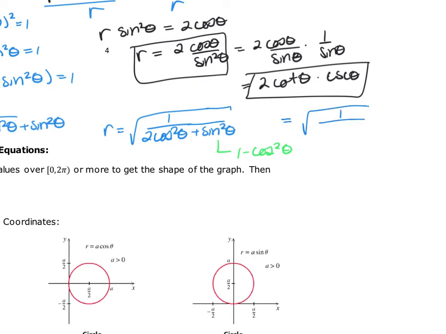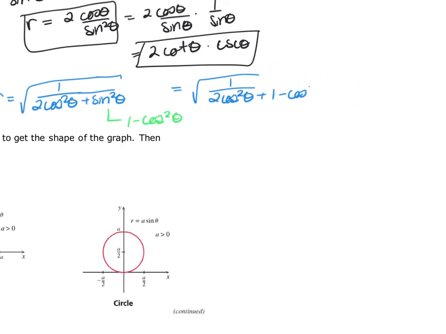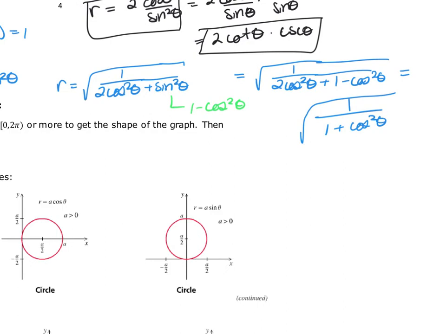And so I have 1 over 2 the cosine squared theta plus 1 minus the cosine squared theta. And what I end up with then is 1 over, and this is still underneath the square root, 1 plus the cosine squared theta, because my cosines canceled themselves out. And that's about as good as I'm going to get for right now, so there's my final answer.